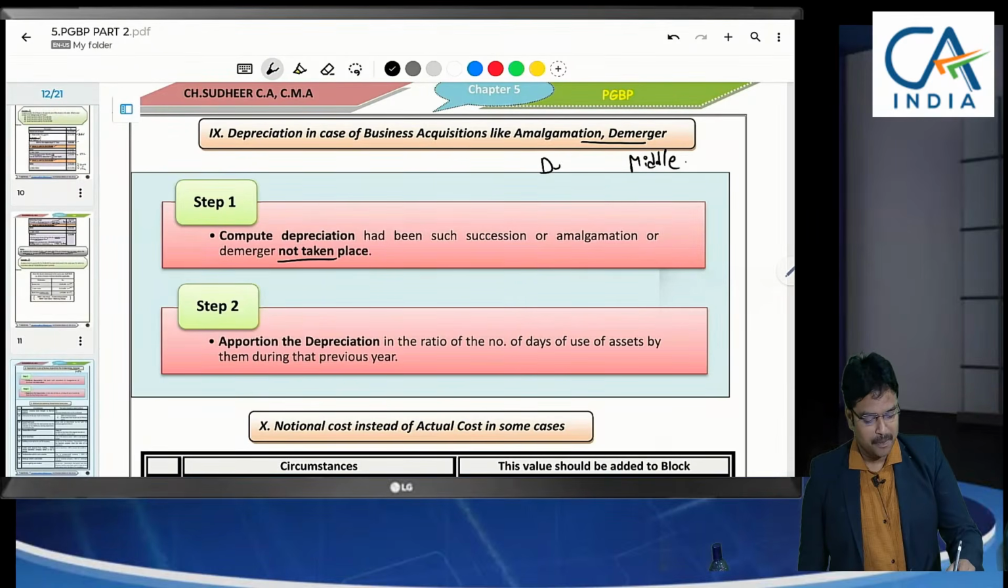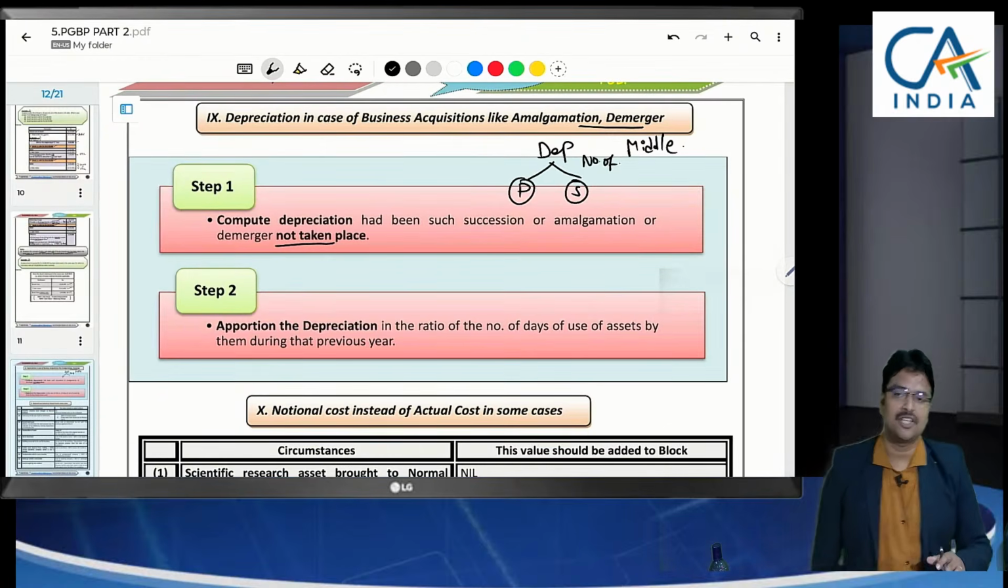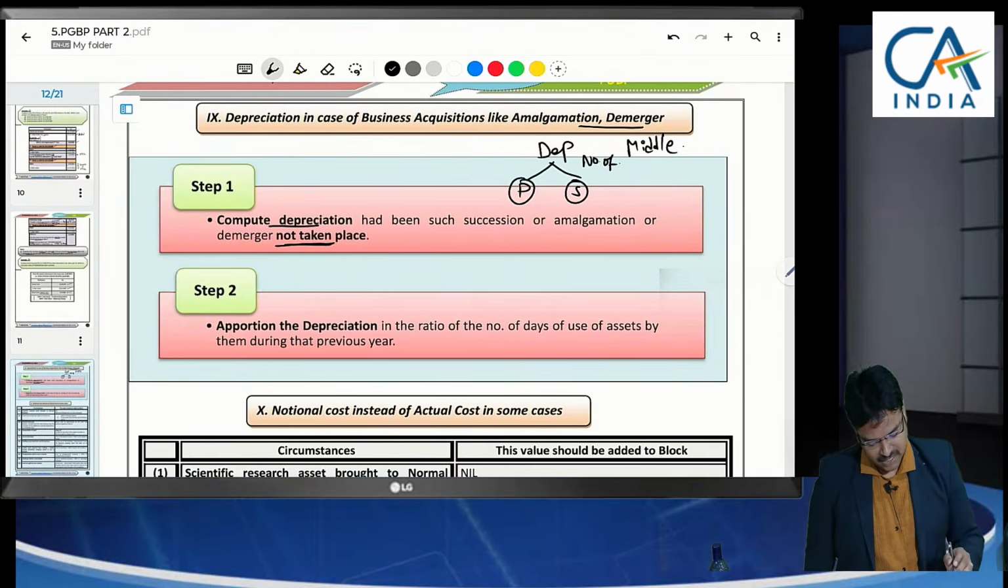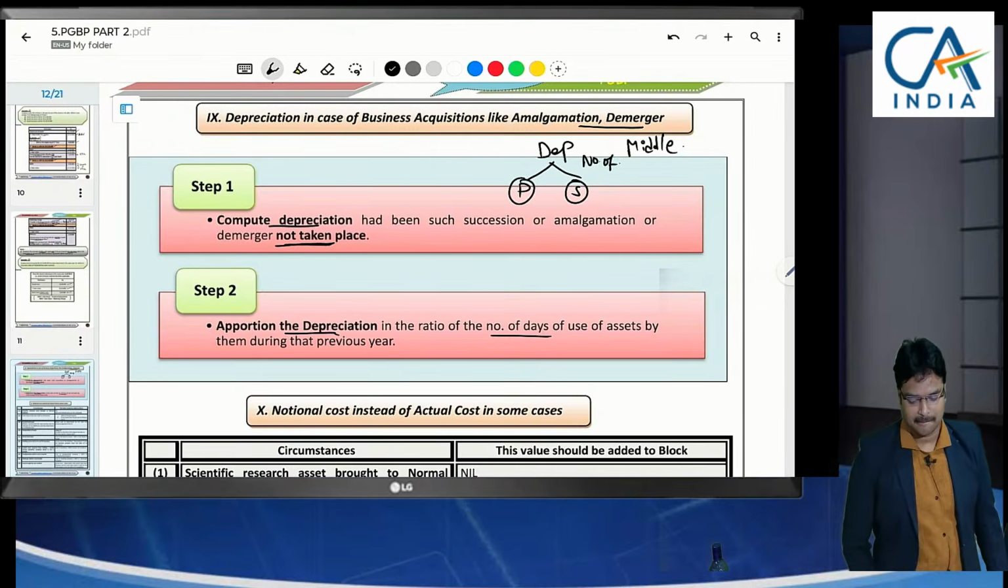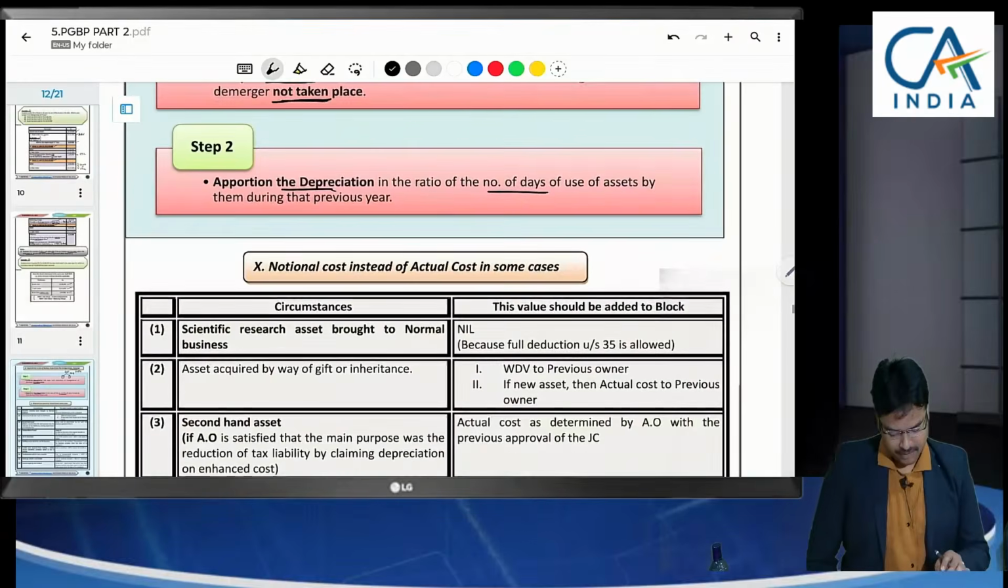You compute depreciation. That depreciation, based on number of days, you divide between predecessor and successor. Very simple procedure is specified here. You compute the depreciation as if the demerger has not taken place at all, and apportion the depreciation in the ratio of number of days. Very simple, they have specified here.